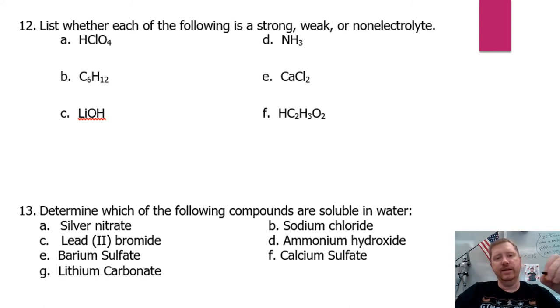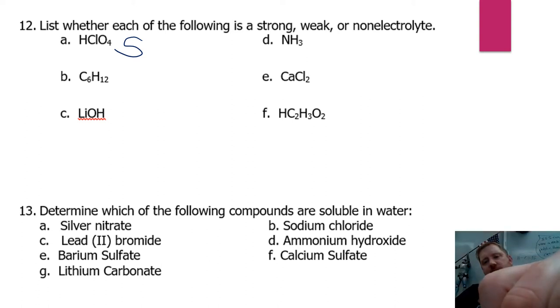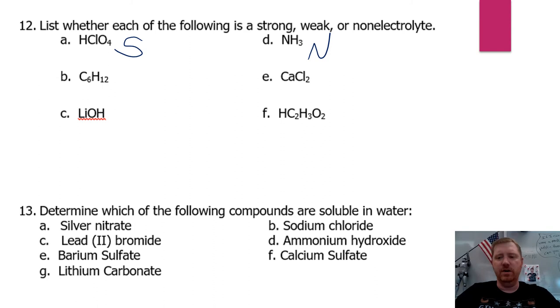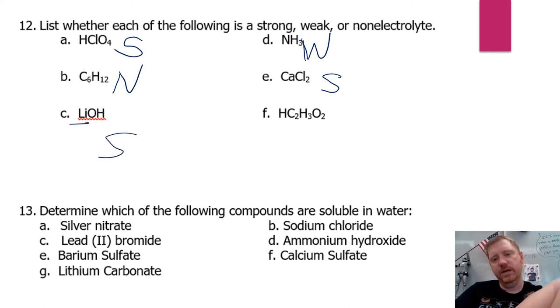Decide if these would be strong or weak electrolytes. HClO4 is a strong acid, so this would be a strong electrolyte. NH3, nope, not a strong base or a strong acid, not a strong electrolyte. It's a weak electrolyte. It is ionic, though. It will react. C6H12 is a molecule, so that is a non-electrolyte. CaCl2 is a strong electrolyte. Calcium chloride dissolves very well. That's a group 1 hydroxide, strong base. And then this is a weak acid, so it's a weak electrolyte.